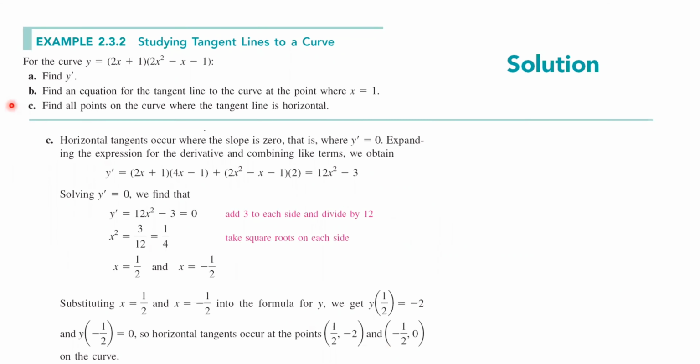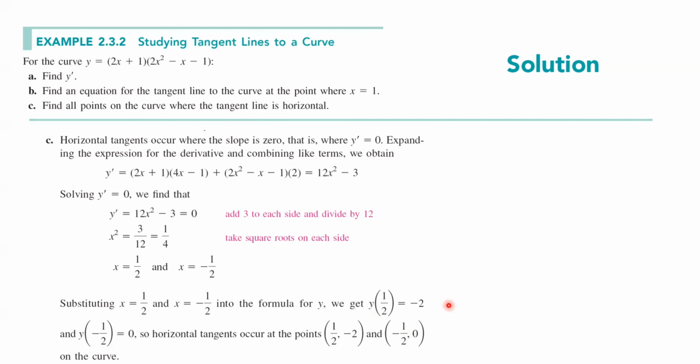For this part, we are going to find all possible points on the given curve having horizontal tangent line. So we will use the idea that if a line is horizontal, its slope is 0. So as mentioned in part A, if we simplify the y prime, it's supposedly 12x squared minus 3. So by setting y prime equals 0, we're going to get 12x squared minus 3 equals 0. So x squared is equal to 1/4. And taking square roots of both sides, you're going to get x equals 1/2 and x equals -1/2.